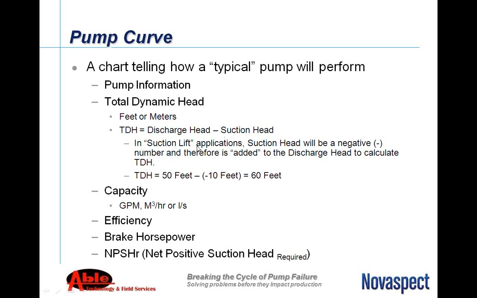In suction lift applications, it's very key to understand that the suction head will be a negative number, and therefore it's added to the discharge head to calculate your total dynamic head. This total dynamic head here is 50 feet minus a negative 10 feet, which is going to give you 60 feet of head. Your capacity, the pump curve will be on there, efficiency, brake horsepower, and net positive suction head required.